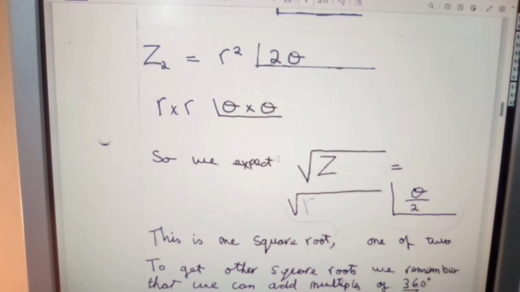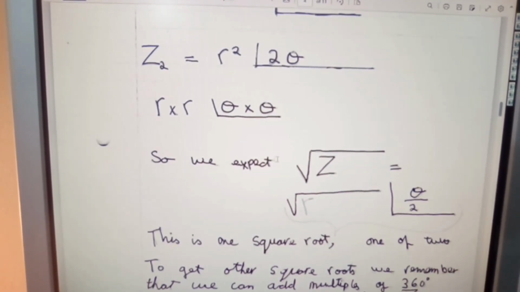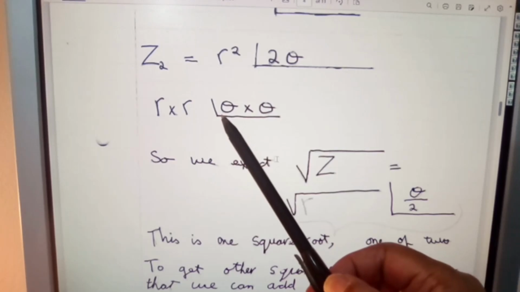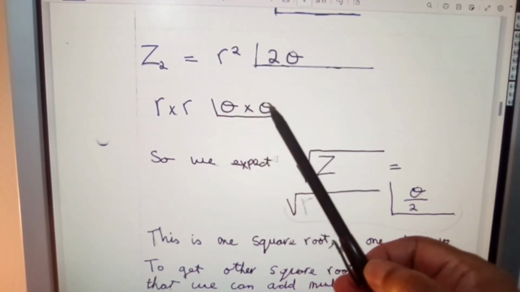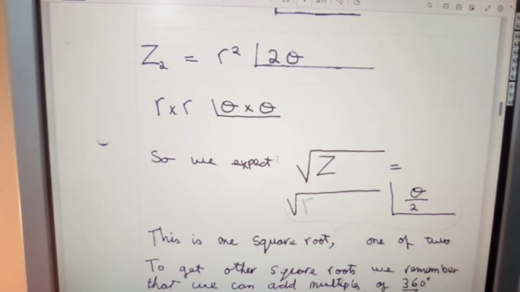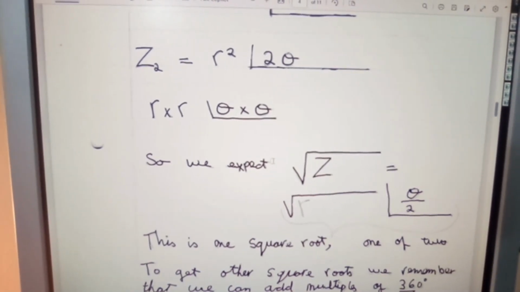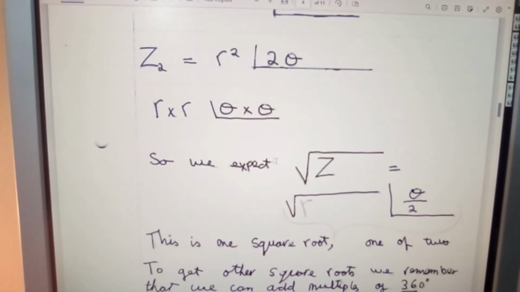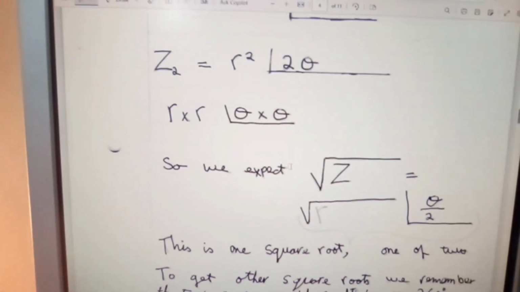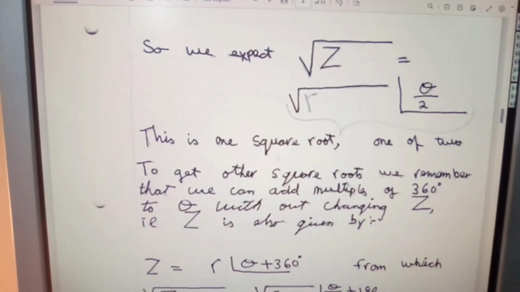Now r times r times theta times theta. Now I've done this basically for my own reference. It's just my way of reminding myself that I'm actually multiplying, that is represented by a square, r square. Okay, so that reminds me that is what I'm doing.